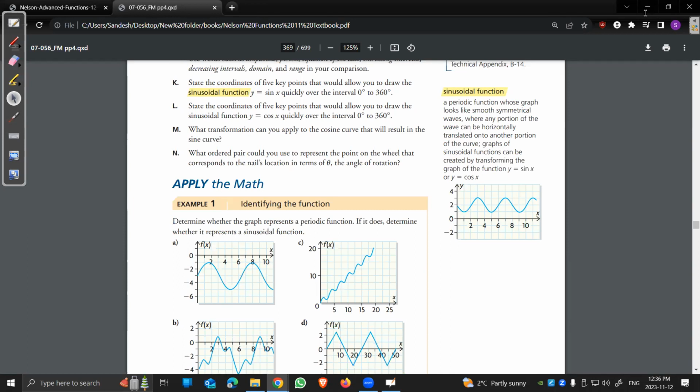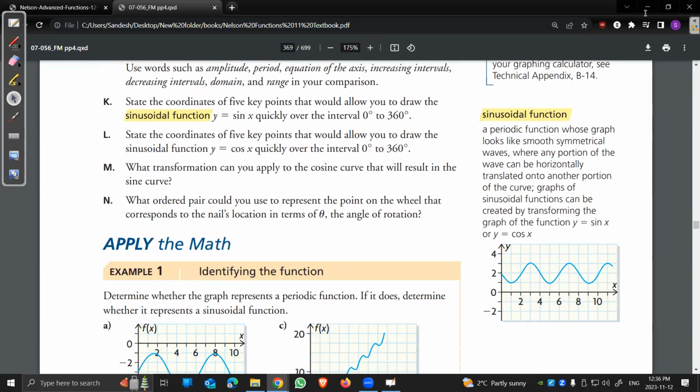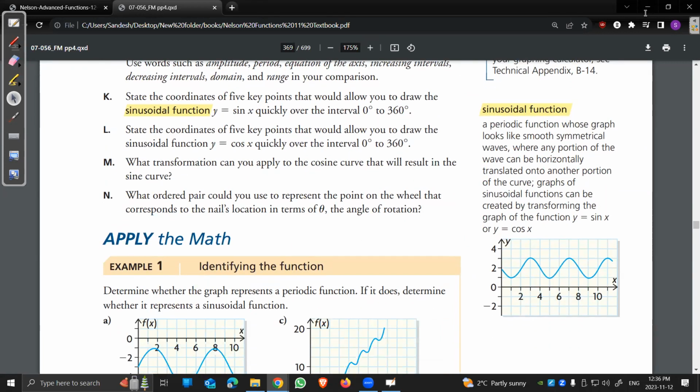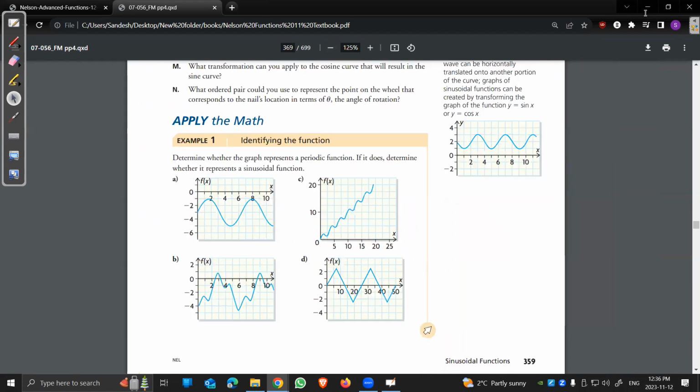Now we've looked at periodic functions. The next type of function is a sinusoidal function. Sinusoidal just means a trig function, okay? But the difference between sinusoidal and periodic is sinusoidal functions are going to be smooth lines, like this graph over here. In example 1, A is the only sinusoidal function, even though A, B, and D are periodic.